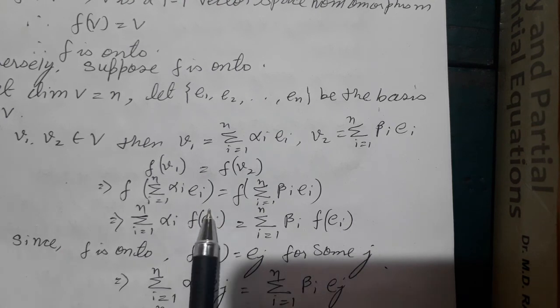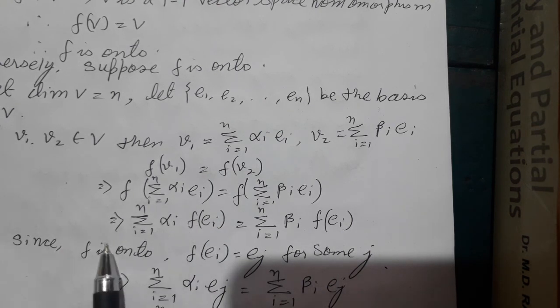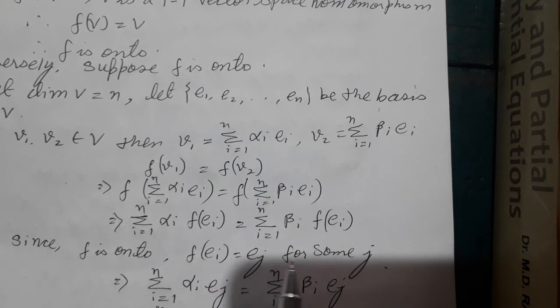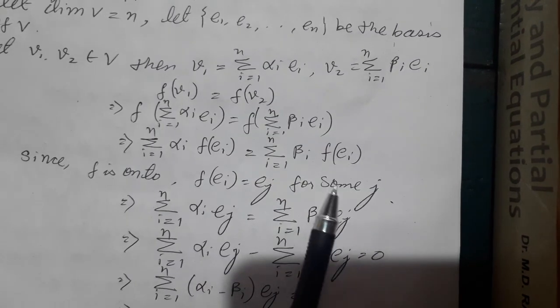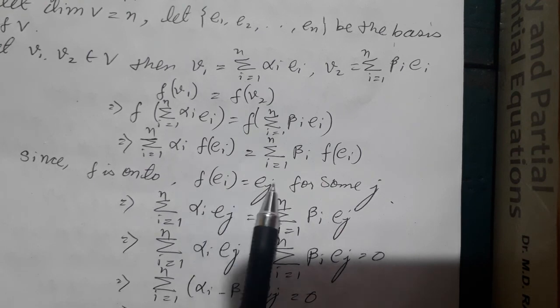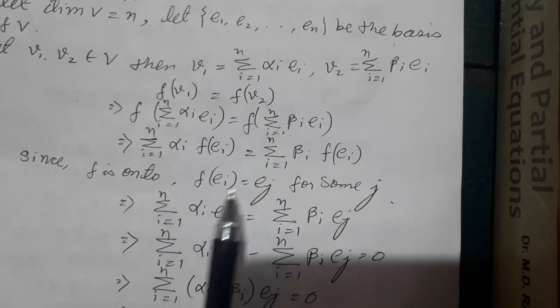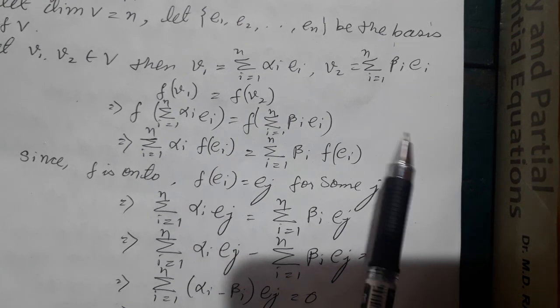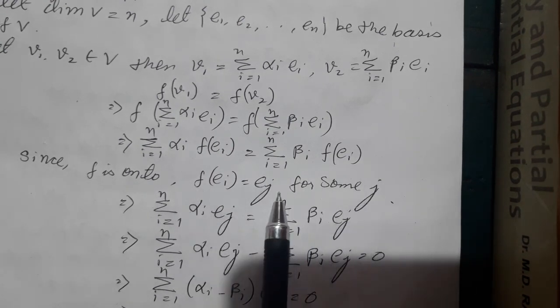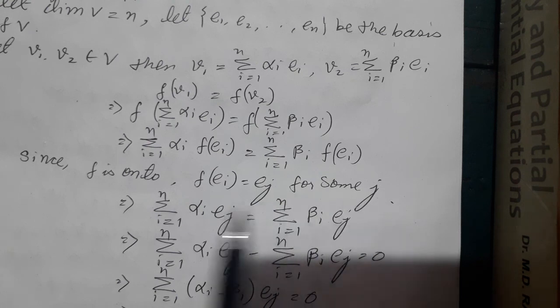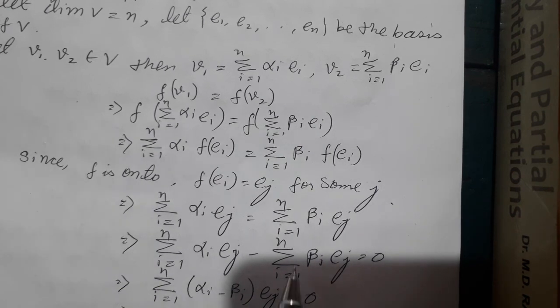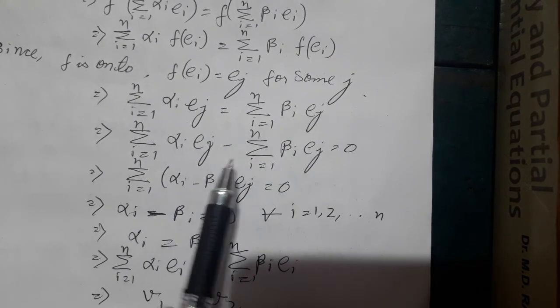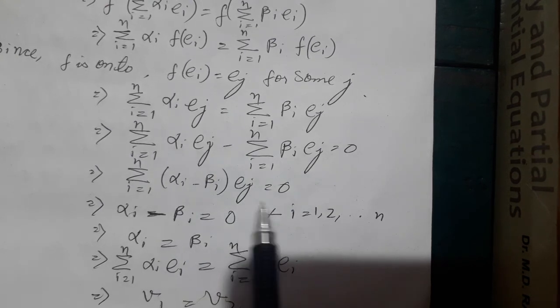Now since F is onto, there exists some e_j belonging to V such that F of e_i is equal to e_j for some j. So in place of F of e_i, I can write e_j because it is onto. Means since it is onto, it should be sent to some element in V. So that element I'm taking as e_j for some j. So we can bring this to this side and take the summation common, so we have summation of alpha_i minus beta_i times e_j is equal to 0.